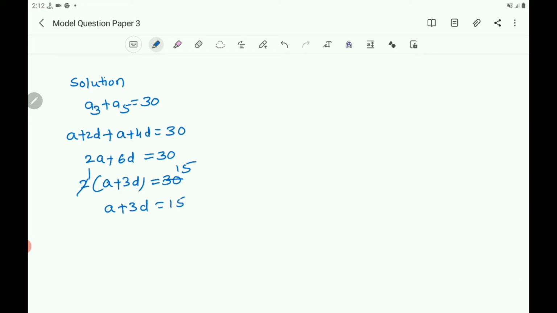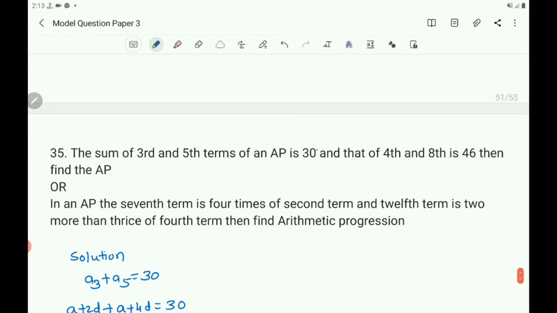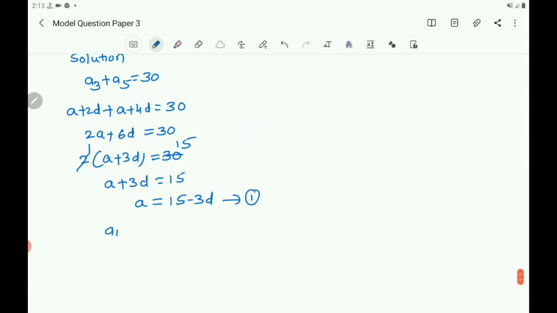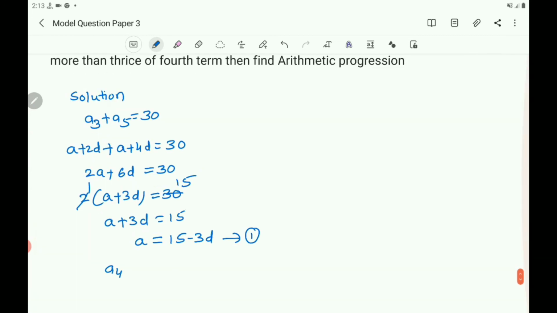Now better to convert this in terms of D. So you write A equals 15 minus 3D. You got this equation, A in terms of D. So you got that A equals 15 minus 3D. One relation you got. Consider this is the first one. Next you take the second part. The sum of the fourth and eighth term is 46. That is A4 plus A8.